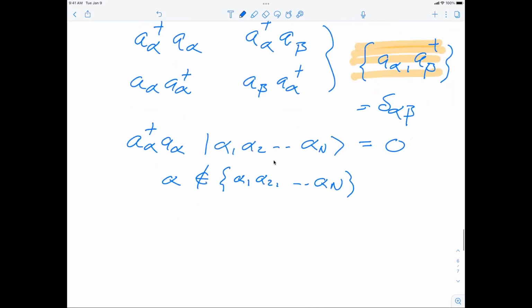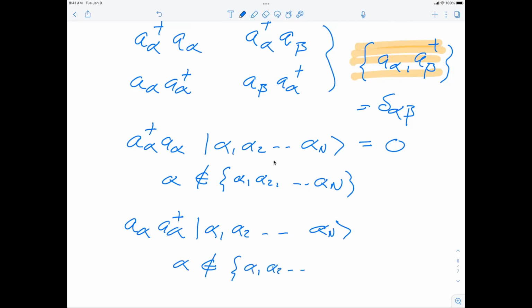So let's look at the next case now. We can now look at A alpha on A alpha dagger, and this is now acting on the same state here, alpha 1, alpha 2, up to alpha n. Now we have to make some basic assumptions. We can assume that alpha is again not included in alpha 1, alpha 2, up to alpha n.